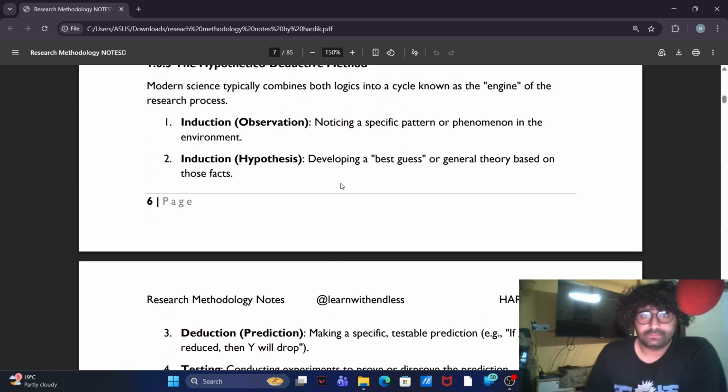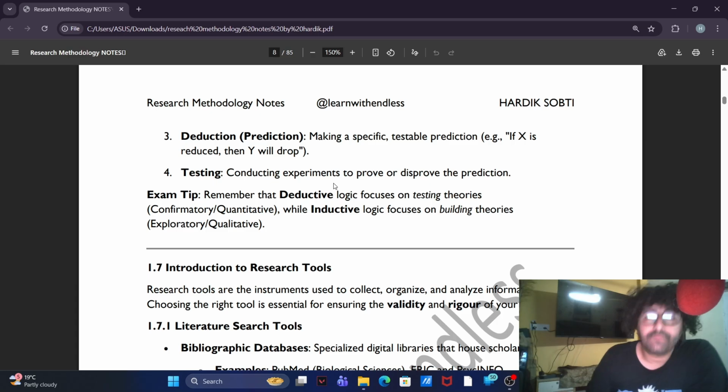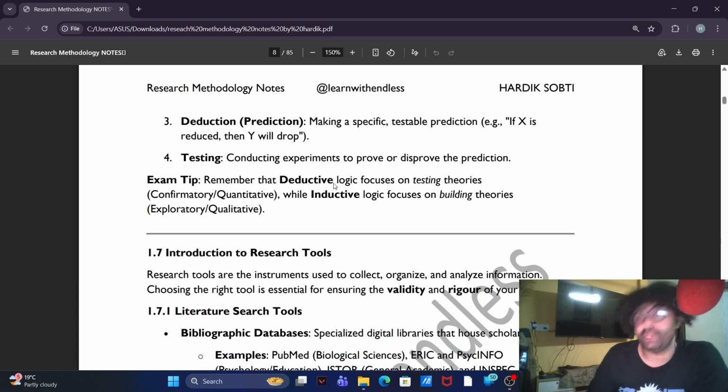Let's go through them one by one. Induction: observation, noticing a specific pattern or phenomenon in the environment. Induction: hypothesis, developing a best guess or general theory based on those facts. Deduction: prediction, make a specific testable prediction.